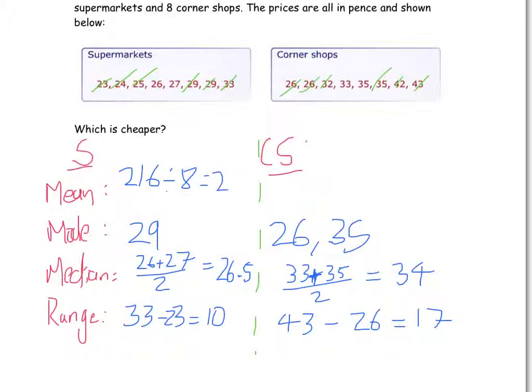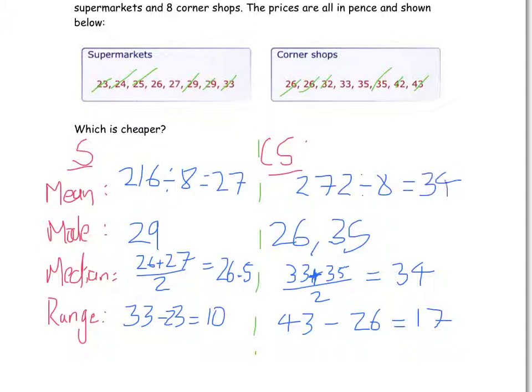27 as the mean. Now if we find the mean for the corner shops by adding up 26, add 26, add 32, add 33, add 35, add 35, add 42, add 43, you get 272. And if you divide that by the 8 corner shops we looked at, you get a mean of 34.